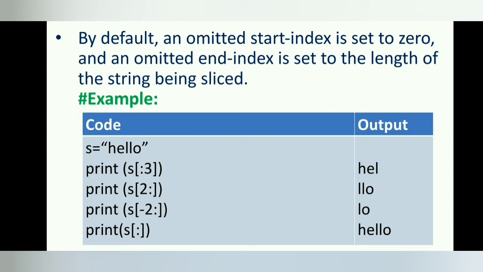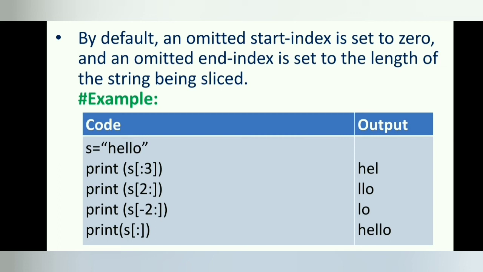The last print statement, print s sub colon, will display the characters from position 0 to 5. Since both the indexes are omitted, here the start index is set to 0 and the end index is set to the length of the string, that is 5. Since 5 is not included, it will display all the characters from position 0 to 4, that is from the beginning to the end. Hence the output will be hello.